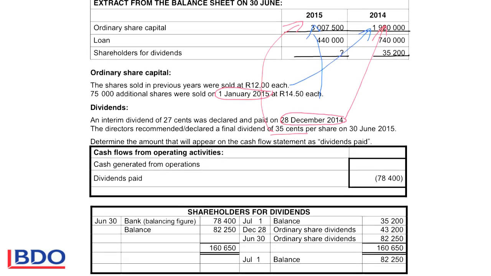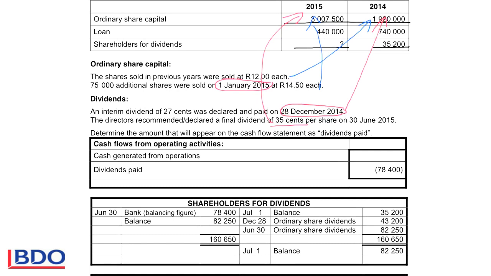If we look at our ordinary share dividend account, we see that we owed 35,200 at the end of the previous year. So that 35,200 will be the opening balance in my shareholders for dividends account. Then I have to calculate what is the interim dividend. Now remember, we said only the old shareholders are entitled to the interim dividend because the new shares were sold after the interim dividend was declared.